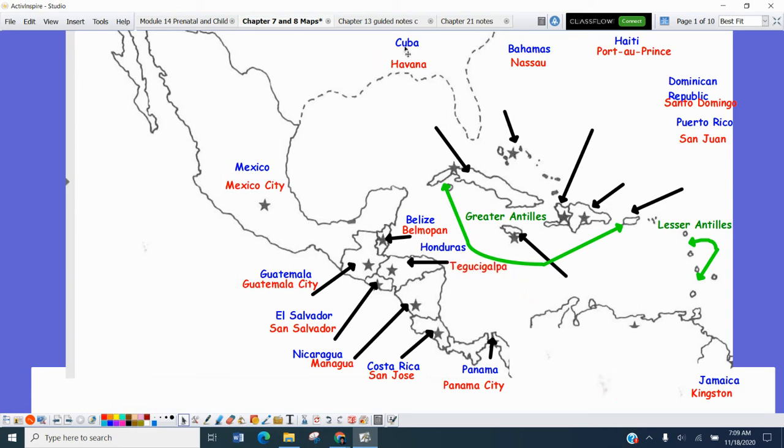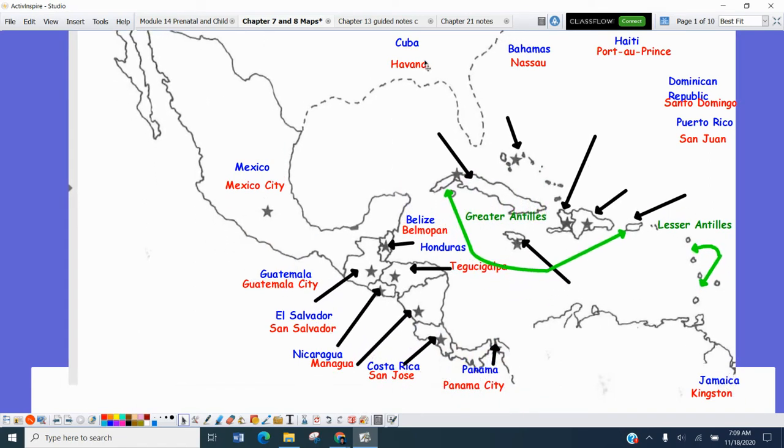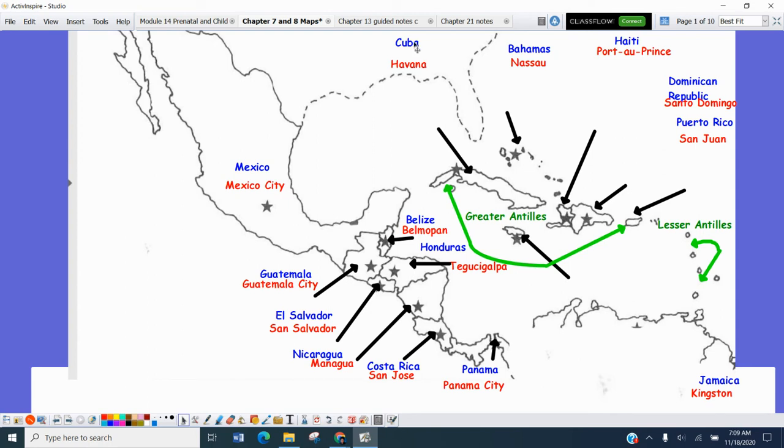All right, now we're going to move into the Caribbean. Our biggest island that we have here is Cuba, and its capital is Havana. Then we have a group of islands, and I'm going to tell you right now, your map probably doesn't do it justice. There are far more than what you see pictured here, but that would be the Bahamas, and its capital is Nassau.